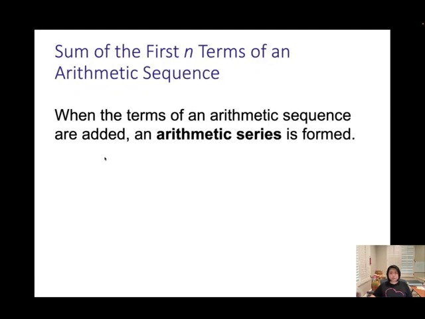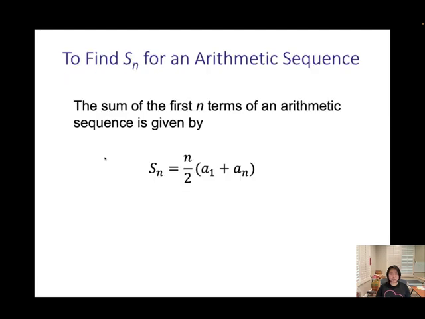Okay, sum of the first n terms of an arithmetic sequence. Now, after we know how to find the A1, the d, and also the general term, now we want to find out the sum of the first n terms of the arithmetic sequence. And then we do have the formula. If you want to find the partial sum, the first n terms, you're gonna do n over 2 times A1 plus AN. Okay, highlight this formula.